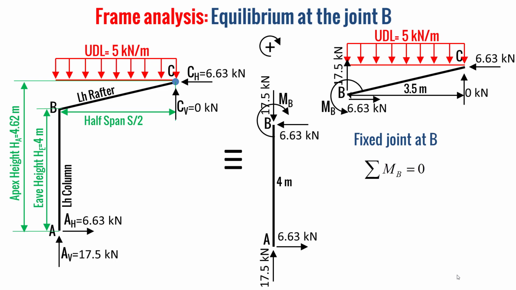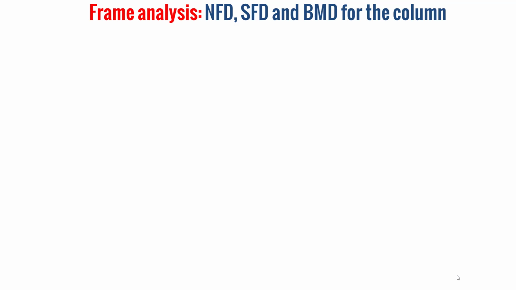If we apply the equilibrium of moments at the point B, we will find finally the value of the moment at B, which is equal to 26.52 kilonewton meter.